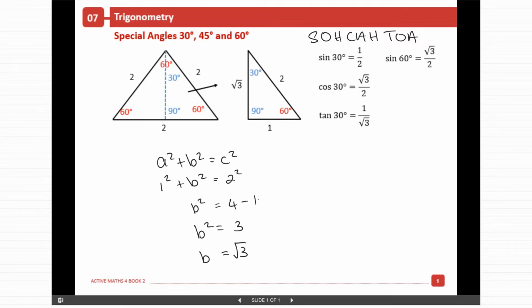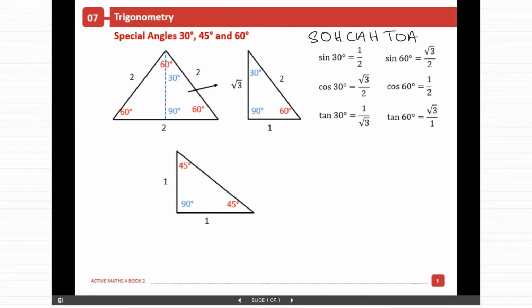So root 3 over 2 is the sine of 60 degrees. Where does that come from? So here's my 60 degree angle. The opposite side is root 3. The hypotenuse is 2. So that's where our opposite over hypotenuse comes from. Cos of 60 degrees then is going to be adjacent over hypotenuse, which is a half. And then the tan will be opposite over adjacent. That's root 3 over 1. And let's look at where that comes from. The opposite is root 3. The adjacent to 60 degrees is 1, so it's just root 3.